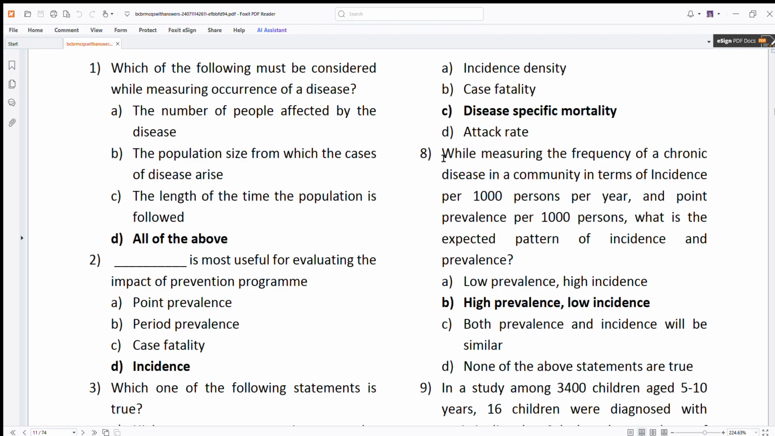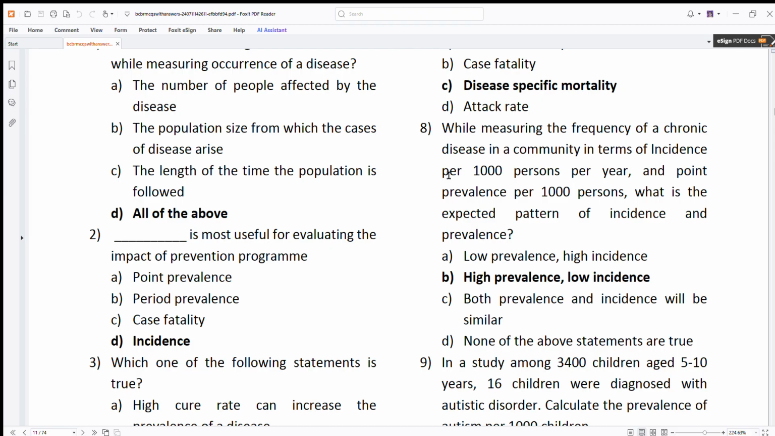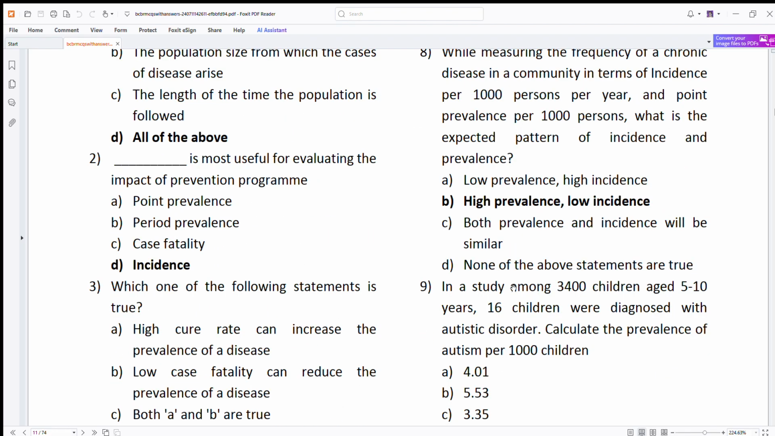Then while measuring the frequency of a chronic disease in a community in terms of incidence per 1,000 persons and point prevalence, what is the expected pattern of incidence and prevalence? High prevalence and low incidence. Okay, both prevalence and incidence similar, none of those statements are true. Chronic disease, see here, chronic. Just look for that keyword chronic. If it is chronic, it will be prevalence. If it is acute, it will be incidence. So high prevalence, low incidence.